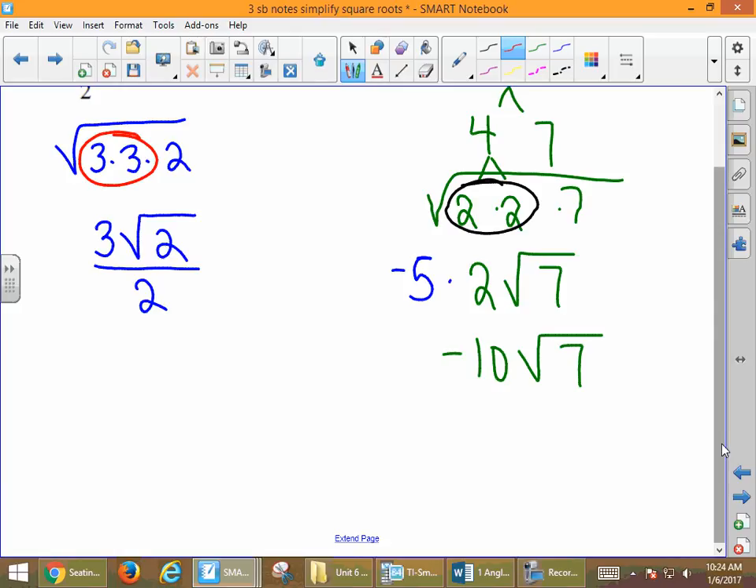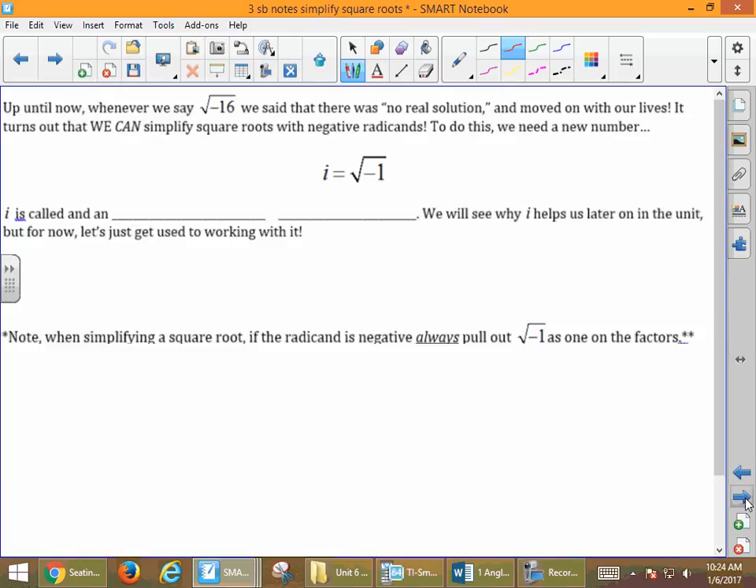As we approach one more idea here within our radicals, up until now, whenever we see the square root of negative 16, we said that there were no real solutions. And we moved on with our lives. But it turns out we actually can work with that when we have a negative underneath the radical.